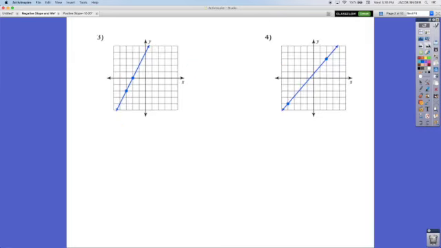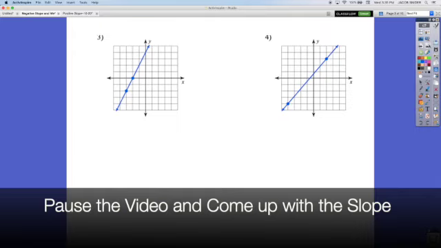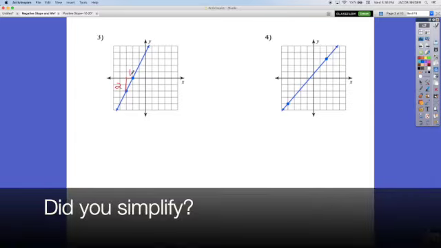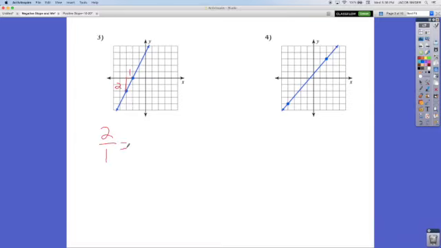Okay? Try these 2 on your own, okay? Write these 2 down on your notebook paper. Pause the video if you need to. Okay, here we go. Let's rise and run. So we're going to rise how many? Rise 1 box, 2 boxes. Run 1. So my rise was 2. My run is 1. This would be one where I would want you to simplify. So 2 over 1 simplifies to just 2. There we go.